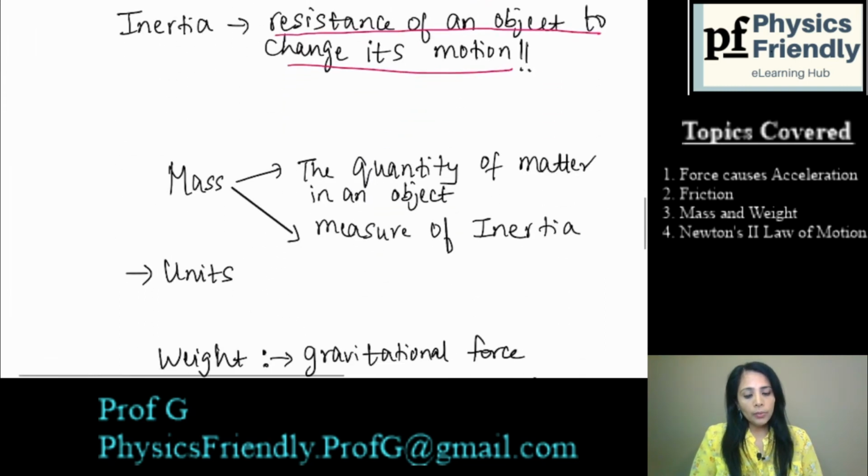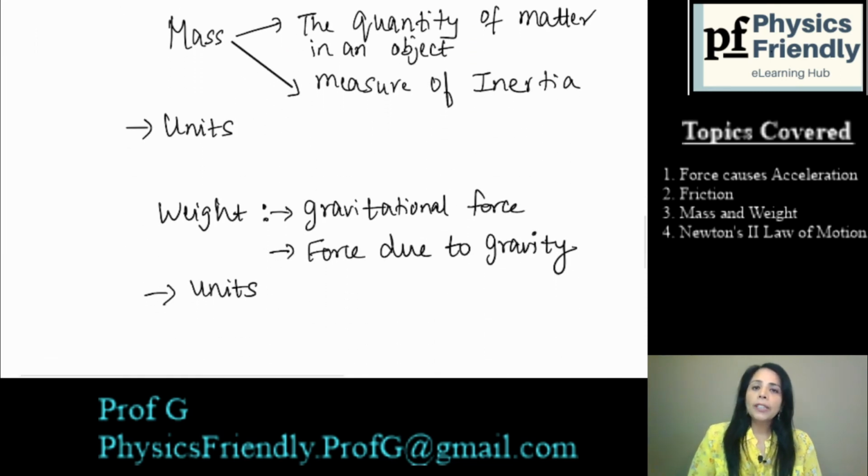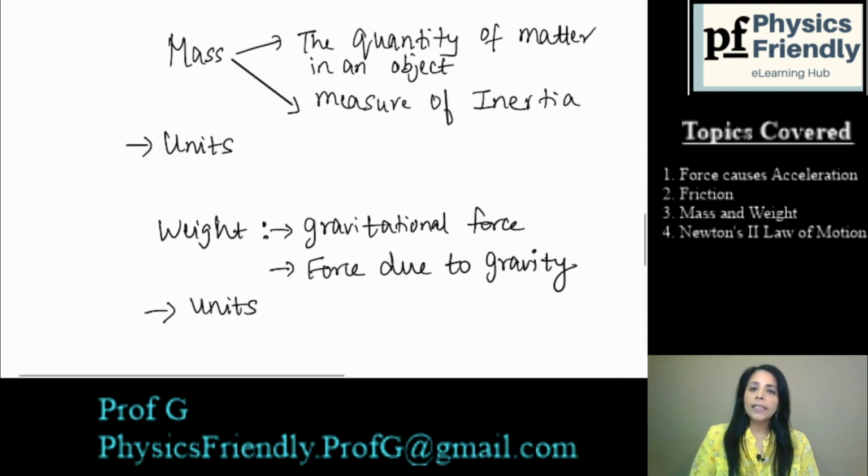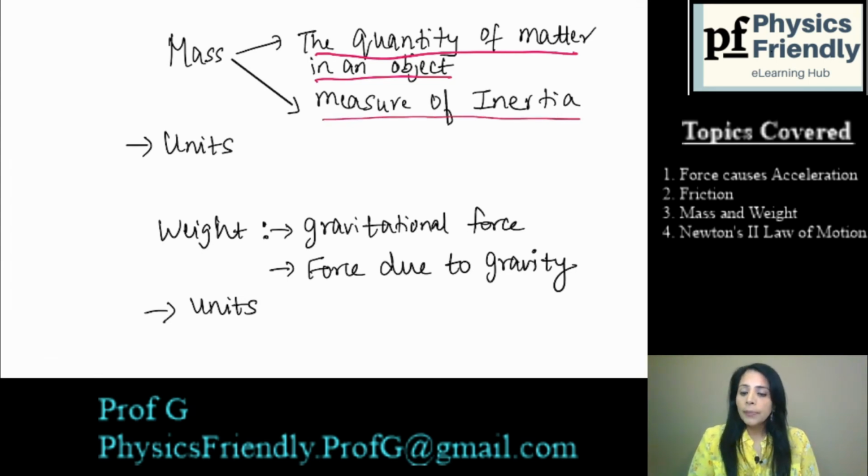Now moving on with the mass here. Mass is defined in two ways. So the first definition is the quantity of matter in a given object is defined as mass. Now the second one that we have seen is the measure of inertia that an object exhibits to start, stop, or even change the direction of the given motion. Units for mass is kilograms or kg.